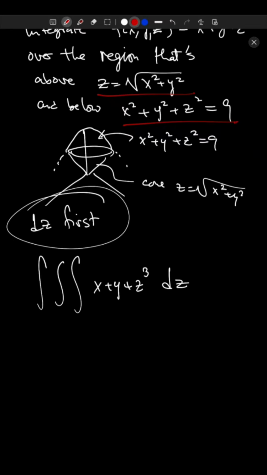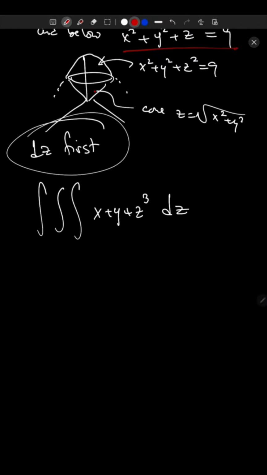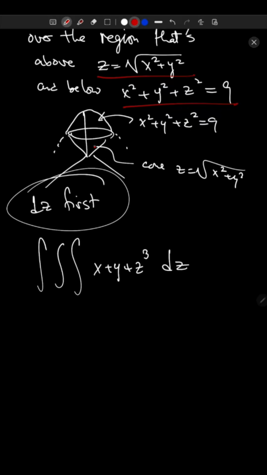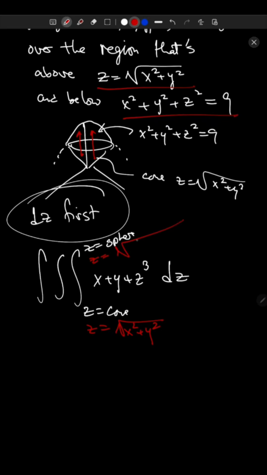So in this example, it's just a straight line. When z is moving, x and y are constant, you get straight vertical lines. We can see these vertical lines always start out at the cone and end up on the sphere. So our integral is always going to be z equals the cone to the sphere. More specifically, that's z equals square root of x squared plus y squared to z equals the square root of 9 minus x squared minus y squared. This is the positive square root because we're integrating above the xy plane.